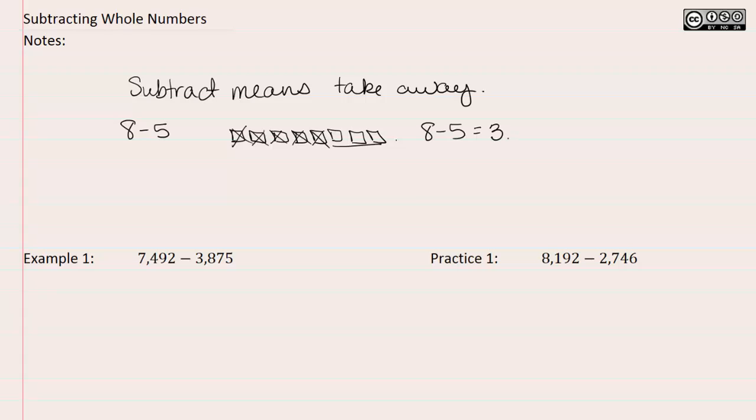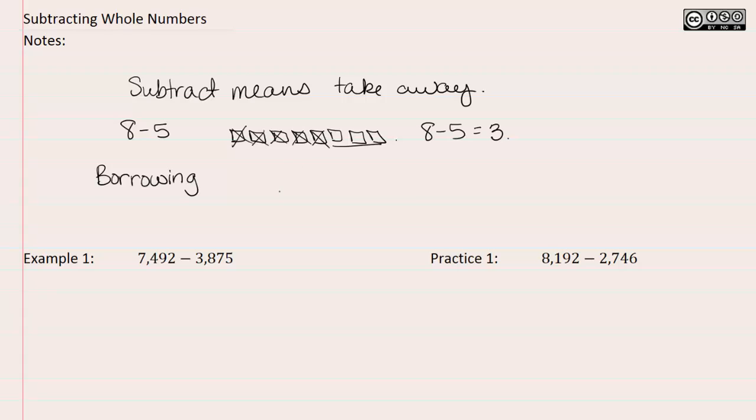When we're subtracting, we need to line up our digits just like we did in adding, and then work right to left, borrowing when necessary. So borrowing is when we don't have enough to subtract, we borrow from the digit in front, and when we borrow 10. We're borrowing 1 from the place value, which gives us 10 in the next place.